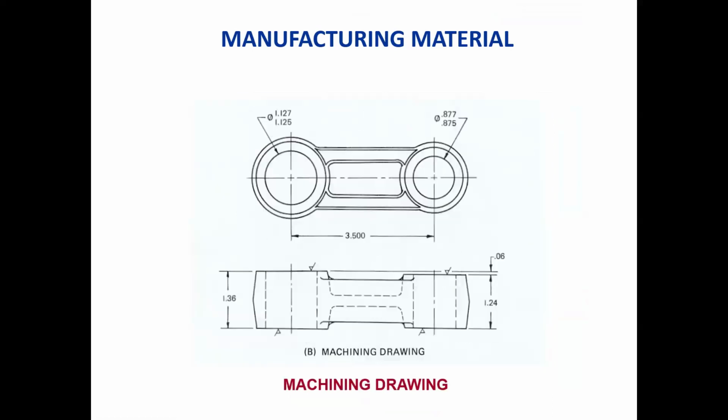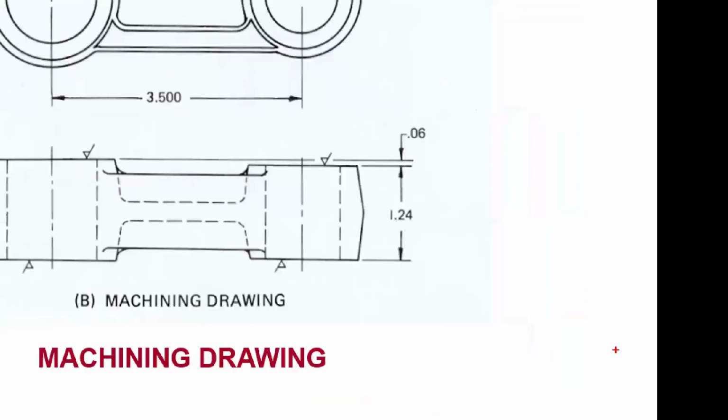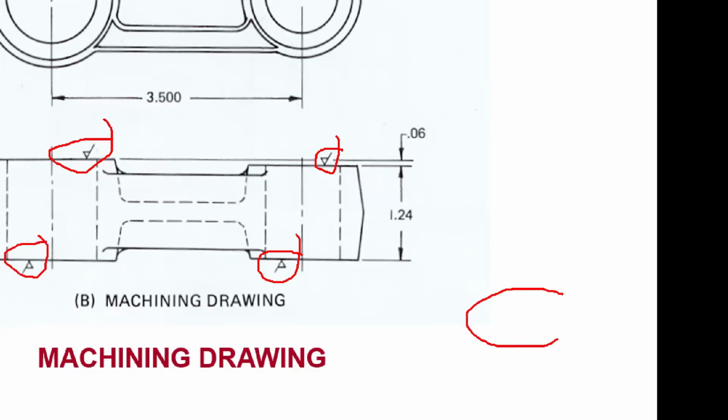Then we take that forged blank and we take it over to the machine shop. And again, you're seeing these things here, which are indicating that we are removing material, and it's going to be a certain smoothness value.